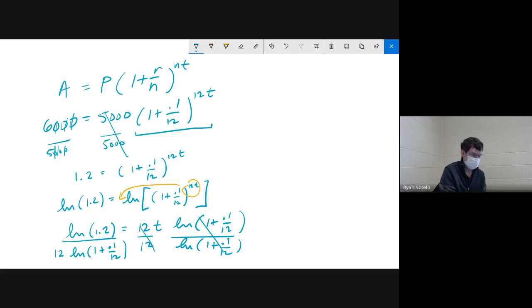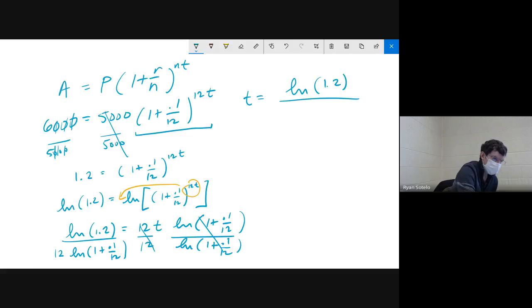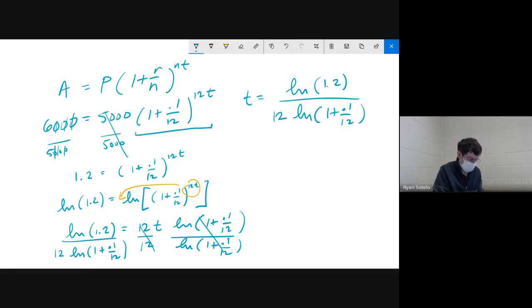And that's t. So t is equal to the log of 1.2 divided by 12 divided by the log of whatever this is, 0.1 over 12. And that's how it always works out. So I'm going to say natural log of 1.2 divided by 12 divided by natural log of 1 plus 0.1 divided by 12. That gives me approximately 1.831 years.